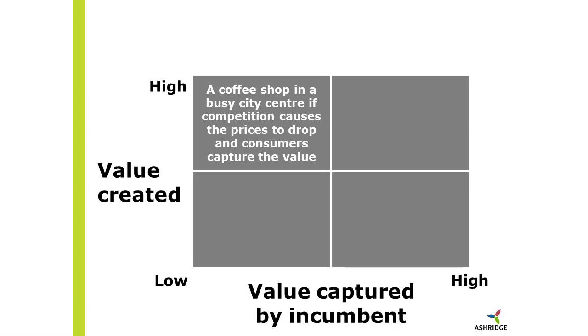The owner has to cut the price of the coffee, in which case some of the value created by that store goes into the pockets of the consumers, or at least they pay less for their coffee than they would be prepared to pay otherwise. So there are these two factors, and I'd just like to illustrate that on this little matrix.